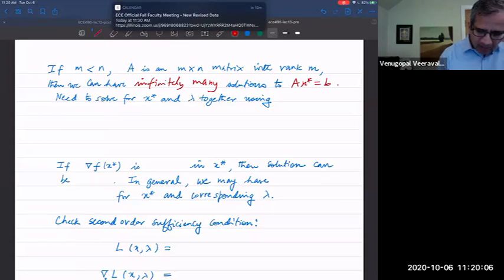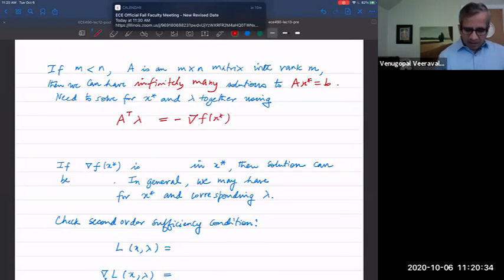Because we have fewer constraints than unknowns in X star, we also need to satisfy the Lagrange multiplier constraints. Now the Lagrange multiplier constraints will turn out to be important. So we really need to solve for X star and lambda together using the equations A transpose lambda equal to negative the gradient of F, and A X star is equal to B. As I said, these are M plus N equations in M plus N unknowns.